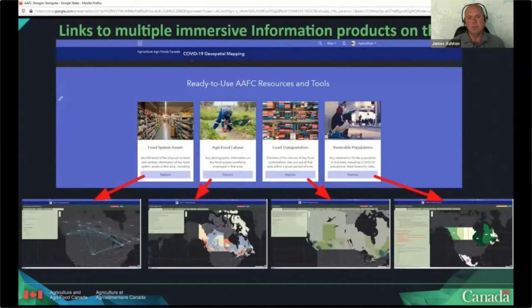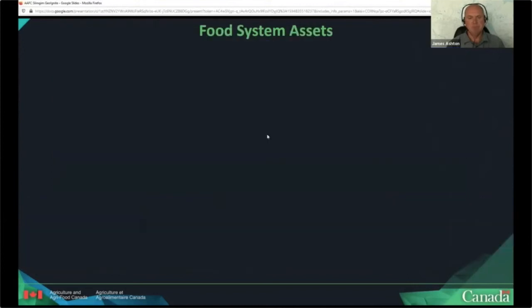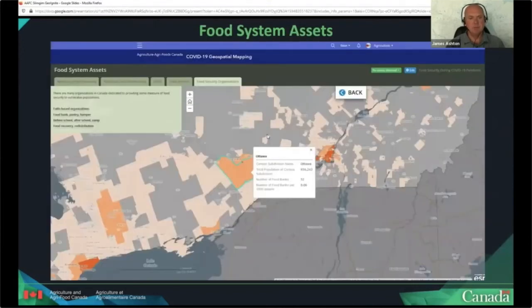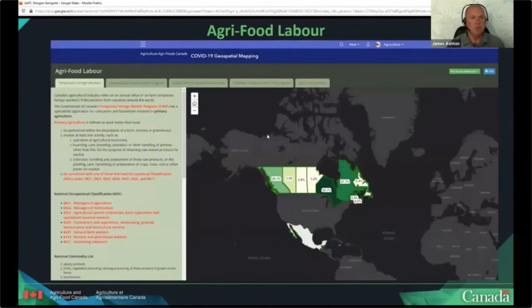In each one of these categories, we then dove into really immersive data products, map stories that would walk through many different variables and examples and information products related to that particular theme. So in food system assets, we looked at manufacturing, wholesaling, and retail locations. We looked at food security, distribution of food through food banks in both volume and number of food banks per 1,000 people.